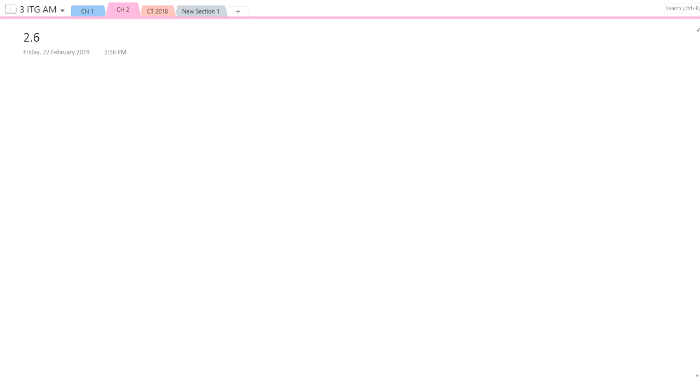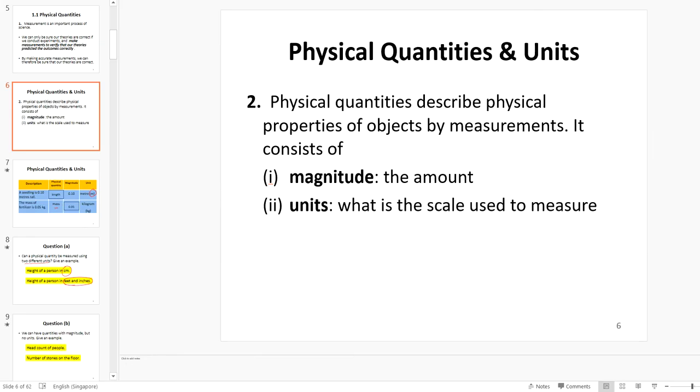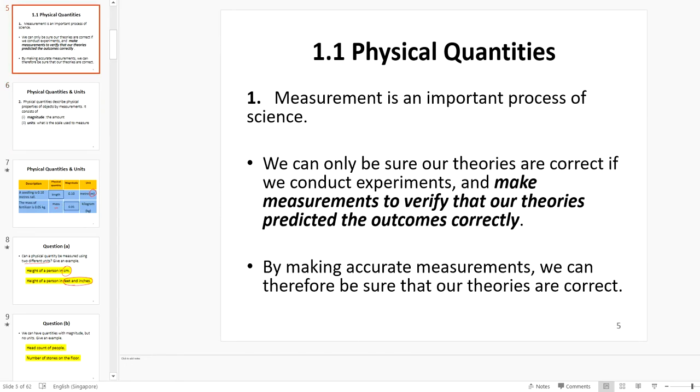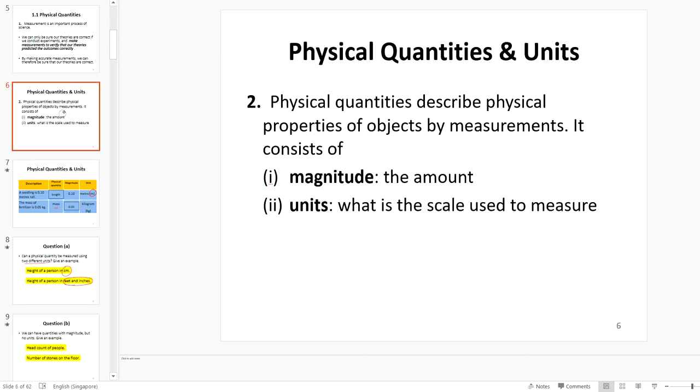Today's AMATS topic is on chapter 2.6 on modulus function. But before we do that, I want to bring you back to your Sec 1 physics, the very first chapter that you have learned on physical quantities. We learned that physical quantities describe physical properties of objects by measurements, and it consists of magnitude, which is the amount or the size, and then we have the units. So why am I talking about this?